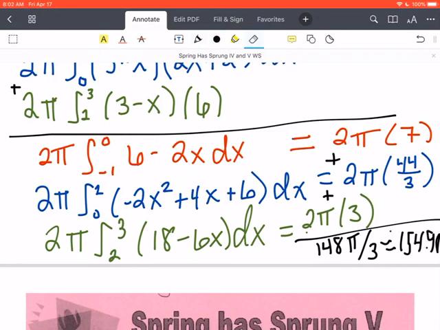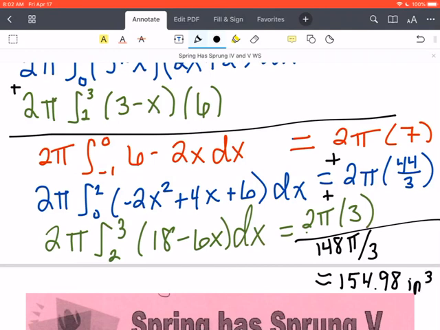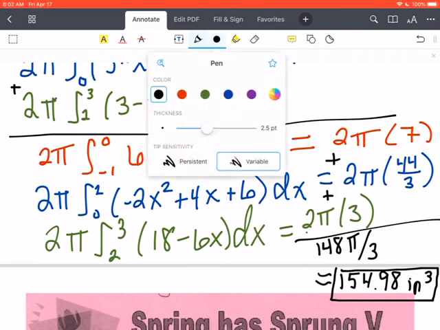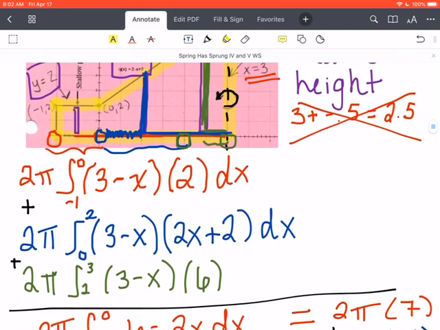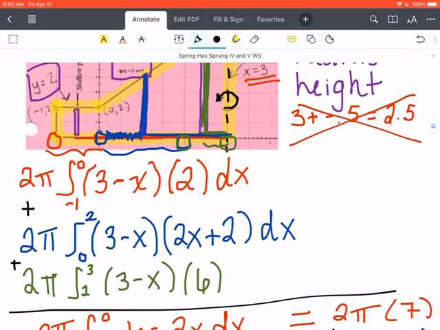Am I going to make it? I knew I wasn't going to have room there. I'll write it on the top here. 154.98, and we were measuring in, it looks like inches, so we're going to properly put inches cubed. So that is the volume, the amount of water that this bird bath would hold. So the moral of this problem is sometimes with the shell method, you certainly still have to break it up into multiple integrals, and you have to be very, very careful when you are determining that radius for the problem.